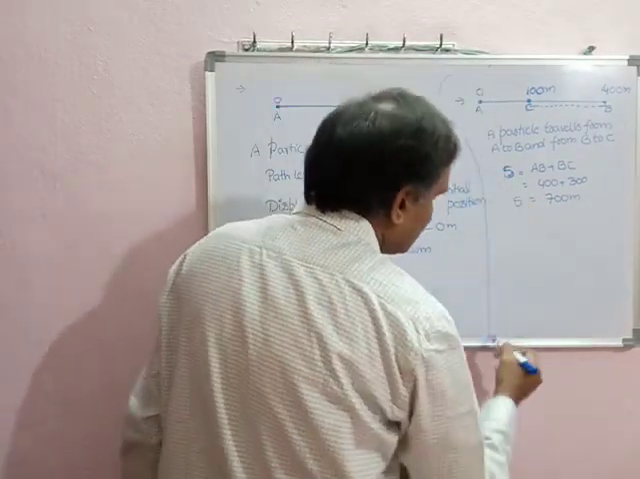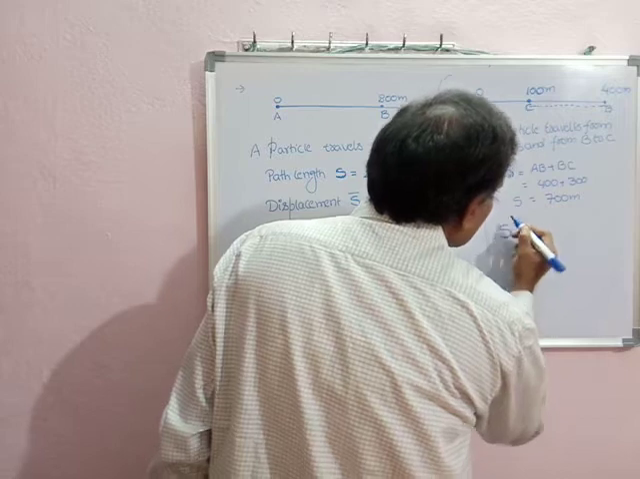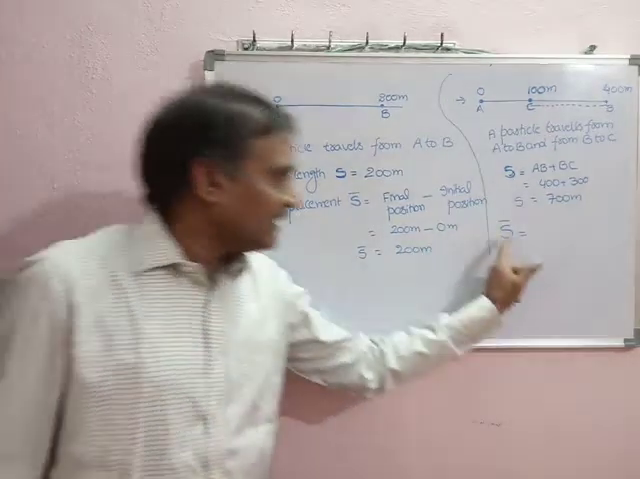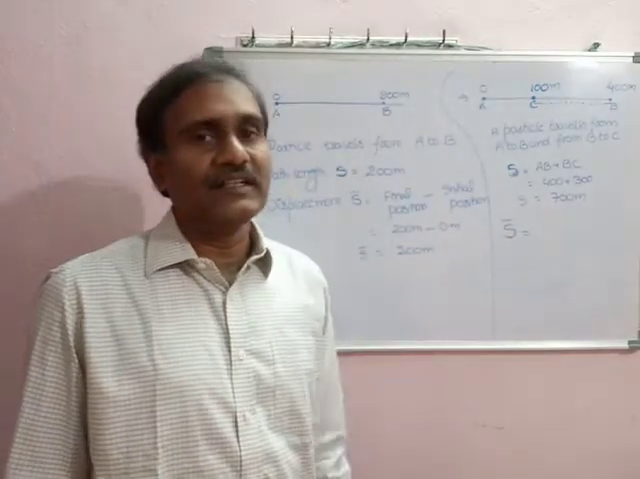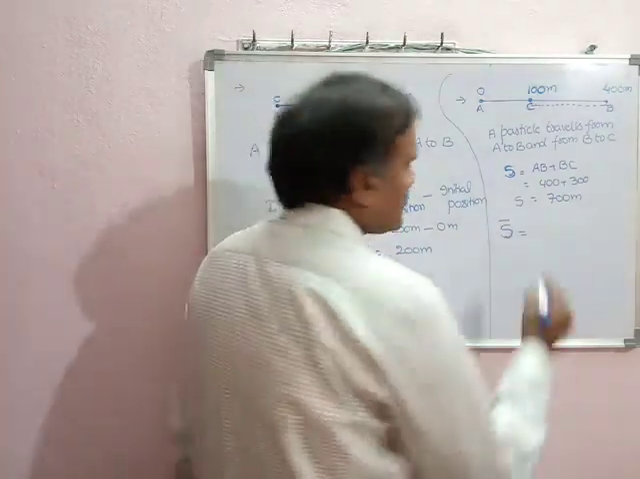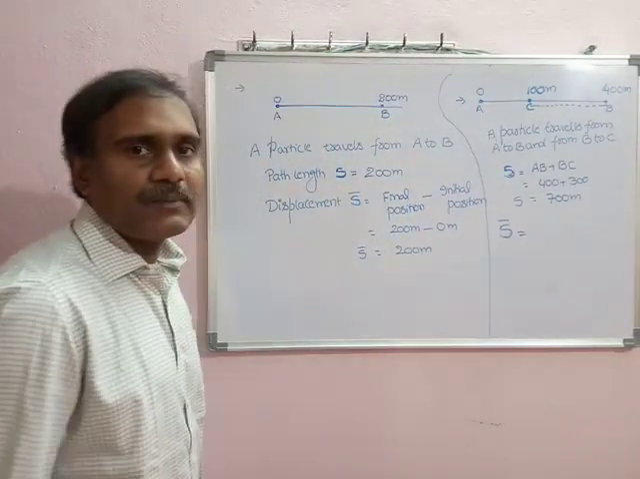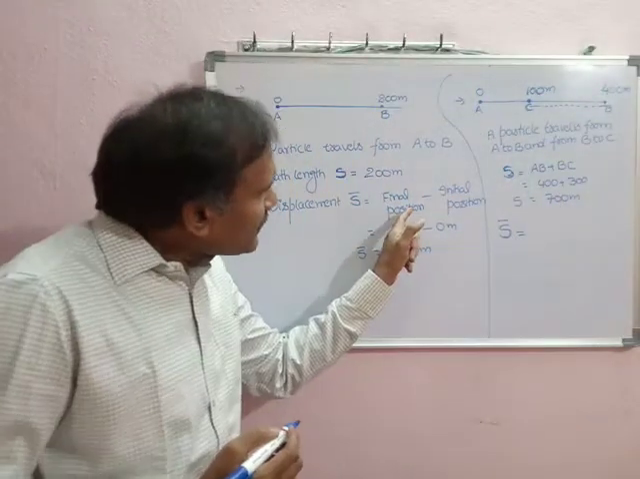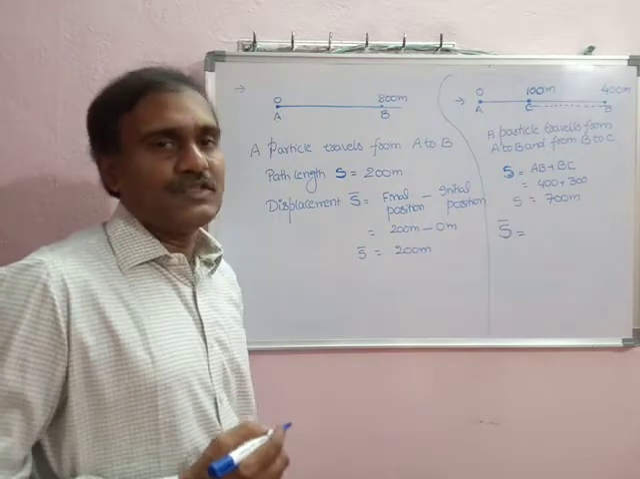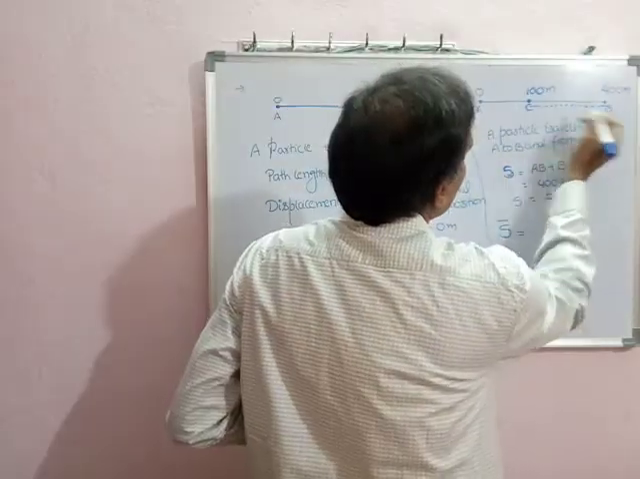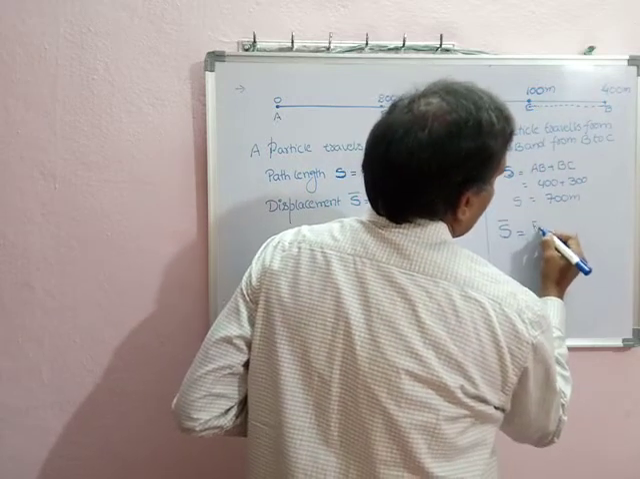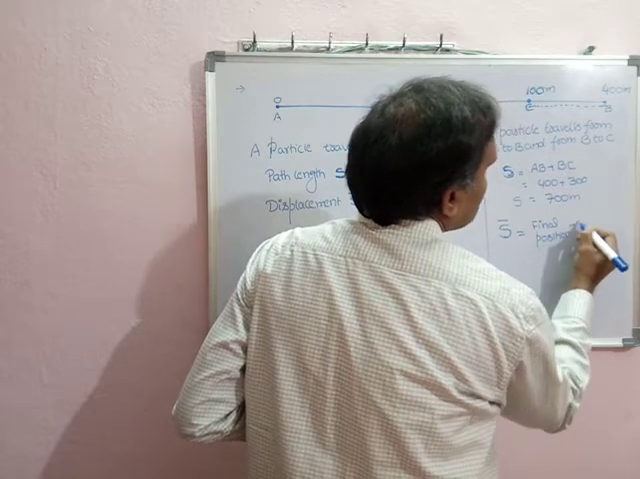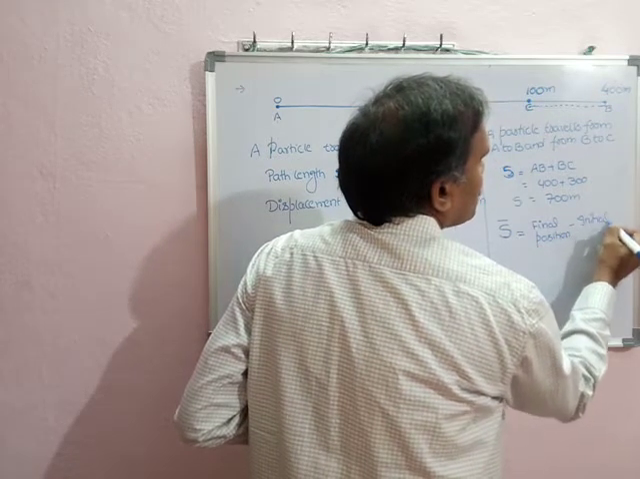Now, what is the displacement covered by that particle? Instead of displacement, I am using a bar on S because it is a vector quantity. Now, S bar is equal to the displacement covered by the particle. It is the difference between the final position and the initial position. Now here, what is the final position of the particle? C. Okay, write down in this manner: final position minus initial position.